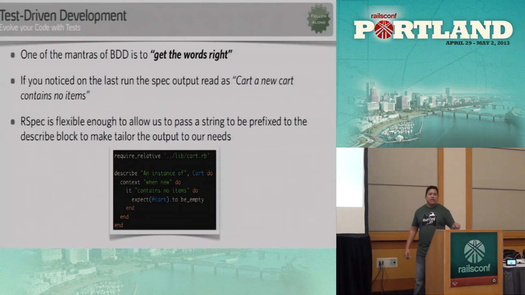So again, with BDD, one of the main ideas is that you want to get the words right, because those words reflect your intent in the code. And if you get them wrong, eventually somebody's going to refactor your code to do the wrong thing. So get the words right from the get-go. You probably noticed that when we ran the test, the output of RSpec said, card, a new card contains no items. That doesn't read really well. That's the beauty of RSpec.